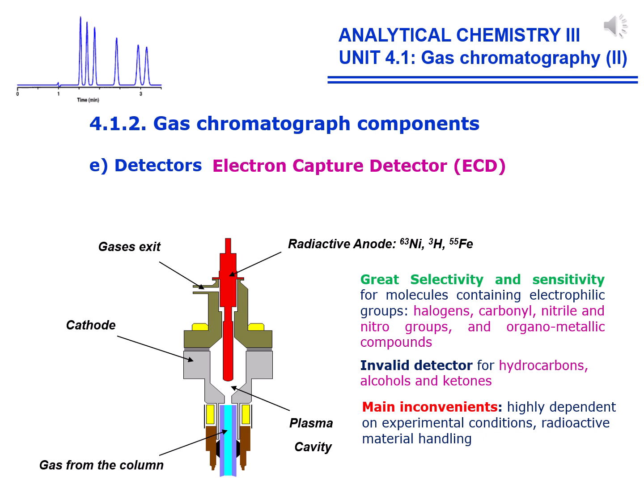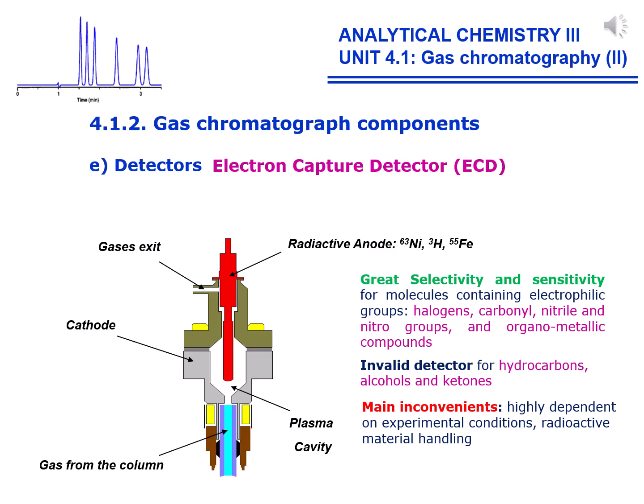The electrons are attracted to the anode, establishing an electrical current. When a compound containing electronegative atoms arrives at the detector, some of the electrons will be captured by these atoms, causing a decrease in the current traveling to the anode. This decrease is proportional to the concentration of the electrophilic species present, and after amplification, gives the corresponding signal.